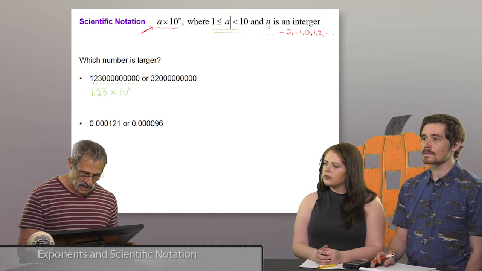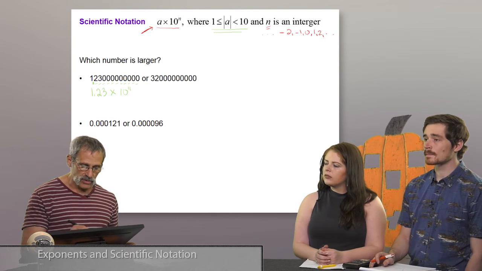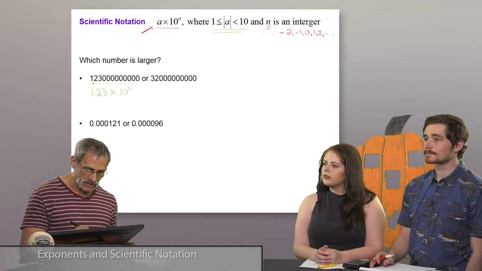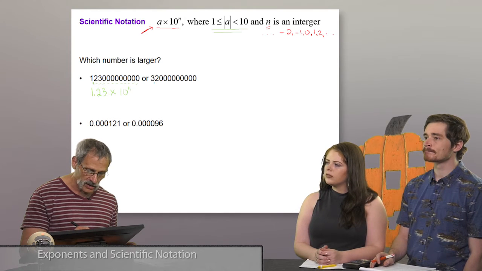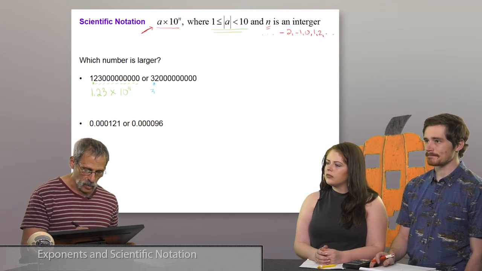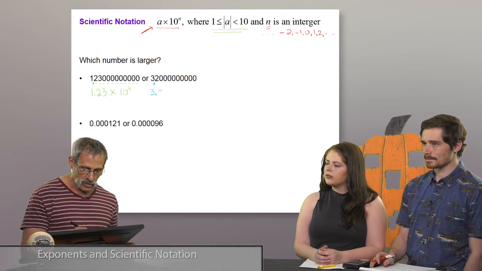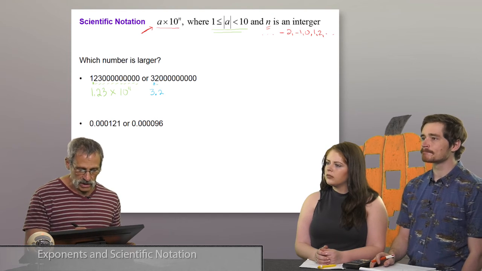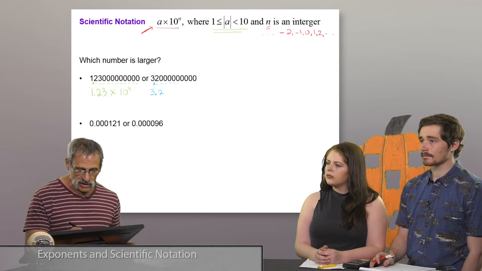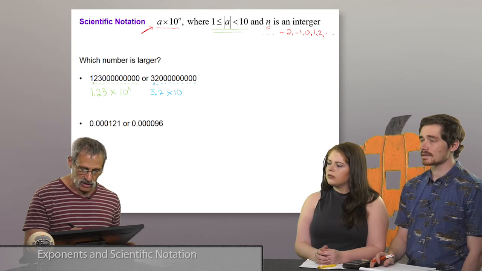Well, for the second number that I see, I'm going to go ahead and do the same thing. I'm going to place the decimal point right after the first non-zero digit. That'd be right here, wouldn't it? Yes. So I would write what? I'd write 3.2, and then you're going to have to count with me. I got 1, 2, 3, 4, 5, 6, 7, 8, 9, 10. Times 10 to the what? Times 10 to the 10th.